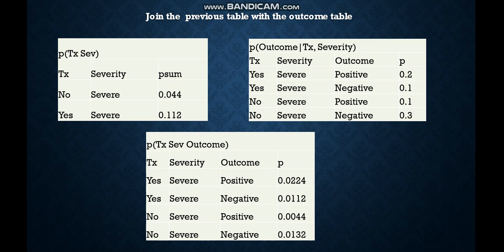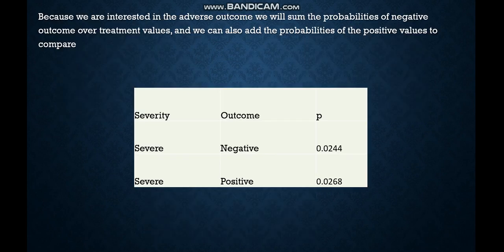So now we'll join the resultant table with the outcome table by multiplying the sum of probabilities with the outcome probability based on the treatment. Again, we are summing up the probabilities based on negative and positive outcome.